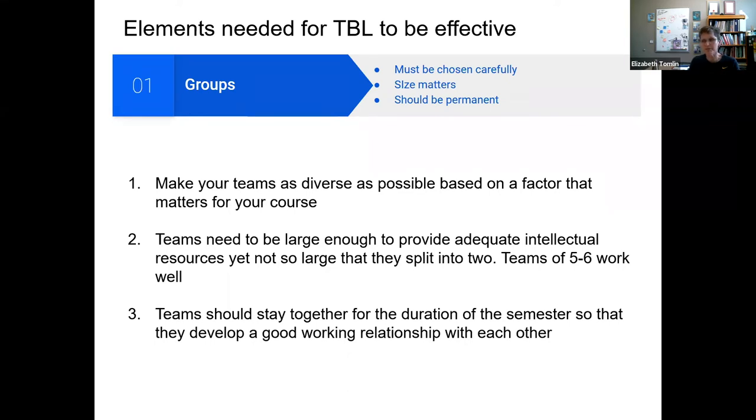Usually I would amalgamate them if enough people have dropped that a team is too small, but I didn't this semester because I didn't want to squish people together in the room any more than I had to, just because of COVID concerns. But hopefully moving forward, we can get back to more normal people distribution.